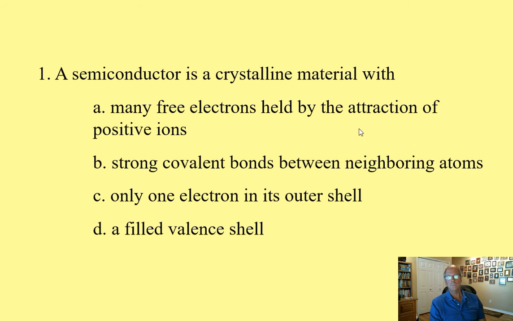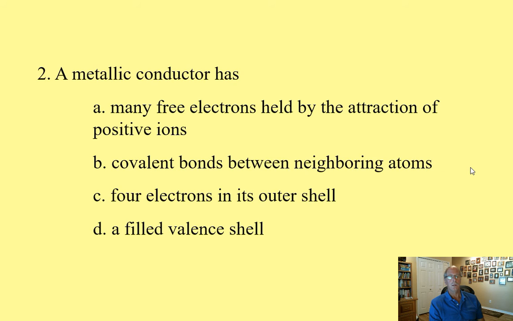Okay, a little review quiz here. Semiconductors: a crystalline material with strong covalent bonds between neighboring atoms. So you have to pass a little current through them and present a voltage to move that current. How much voltage? At least the barrier potential, right? Got to get past that. Metallic conductor has lots of free electrons, many free electrons held by the attraction of positive ions.